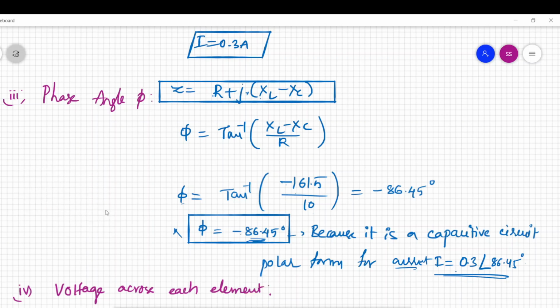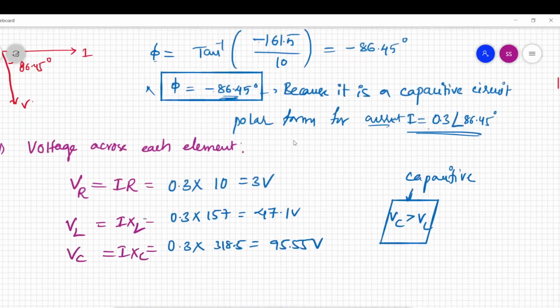So let us write the phasor diagram. It will be like this. Because it is a series circuit, I am taking the current as reference. So this current is leading the voltage almost by 90 degrees, that is 86.45 degrees, if this is the voltage. Okay, so this is the phase angle.